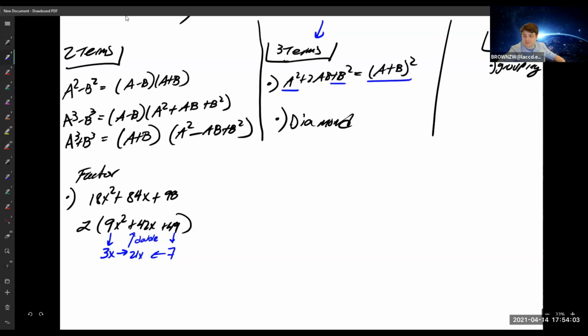So we can actually use my formula here, which just says this is going to factor into 2 times (3x plus 7) squared.